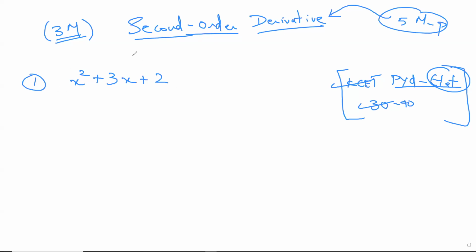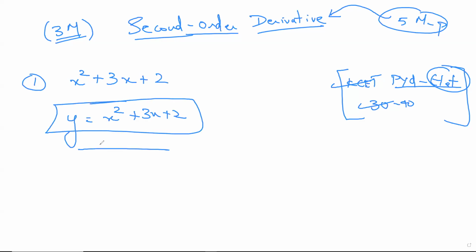One question is given. They're asking you to find the second order derivative. The meaning is: differentiate the question twice. That's all. A lot of people start tripping over this. First step is you equate it to y: y equals x square plus 3x plus 2. Now I'm supposed to differentiate the left hand side with respect to x. This also you will write.